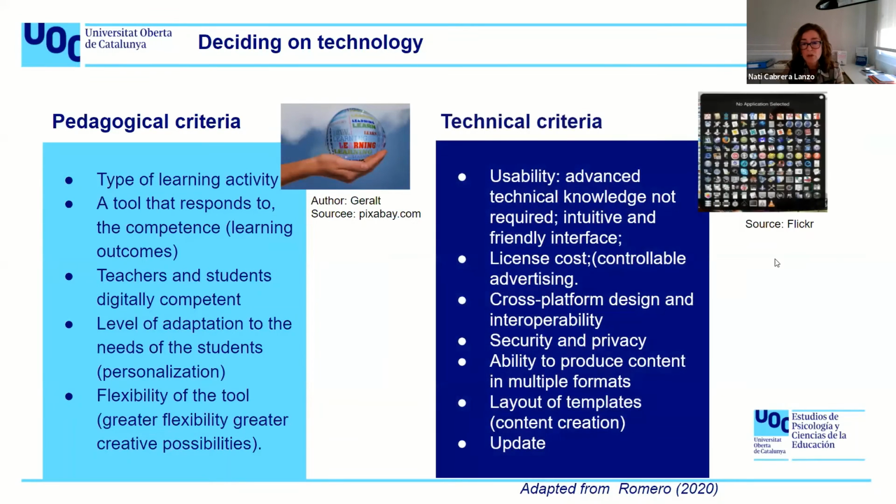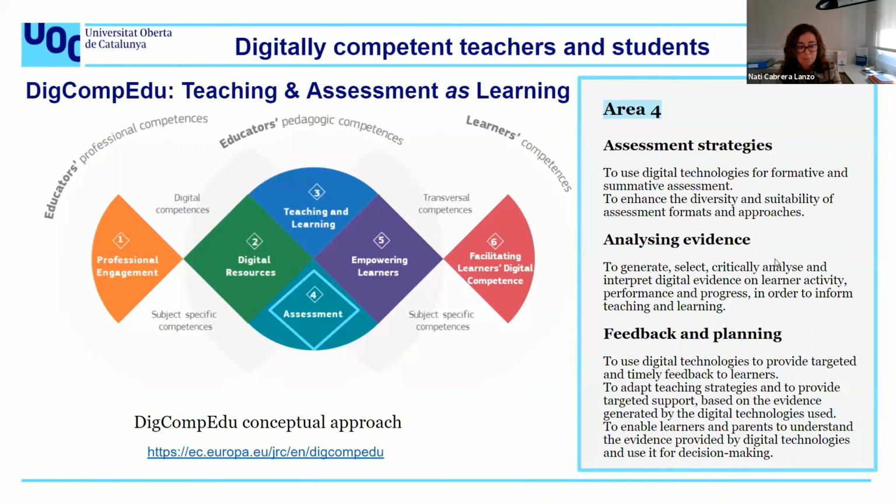We also have to take into account some technical criteria such as usability, license cost, if there is one, cross-platform or interoperability, security and privacy, ability to produce content in multiple formats, if there are layout templates that facilitate content creation, and if it's periodically updated. But having the technology and making it accessible does not guarantee a good use of it.